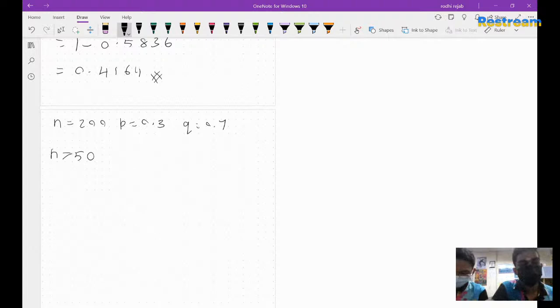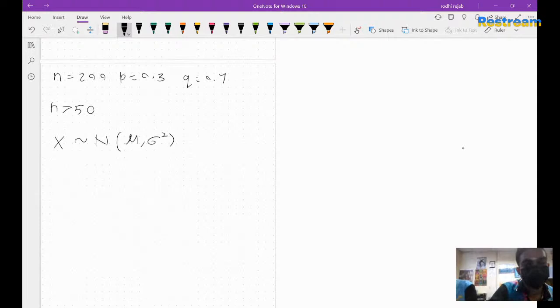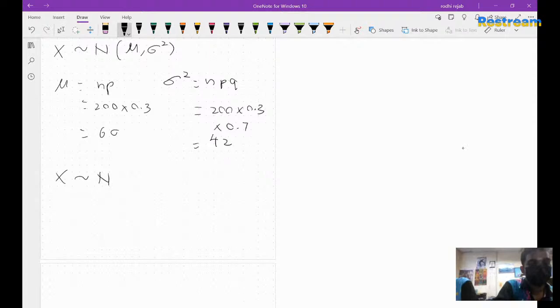So in order to do that, you know how for normal we have to have our mean and variance. So now we have to find our mean and variance. No problem, because we already have n, p, and q. So our mean is np, which is 200 times 0.3. Our variance is npq, which is 200 times 0.3 times 0.7. Your mean you'll get 60, your variance you'll get 42. All right, so now you can just fit it inside. Your normal is N(60, 42).